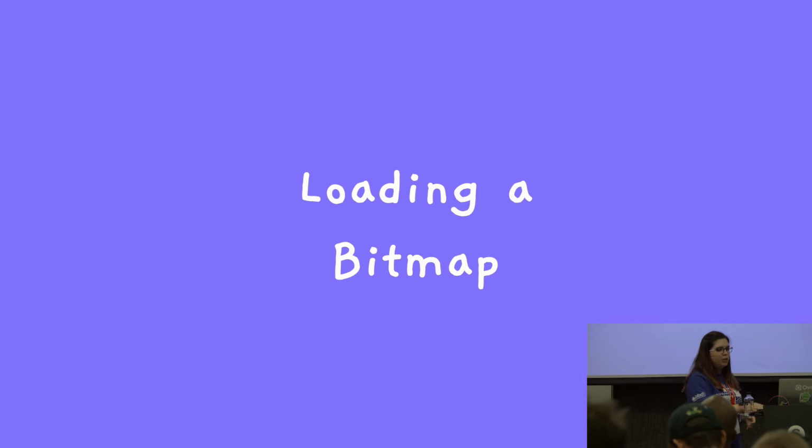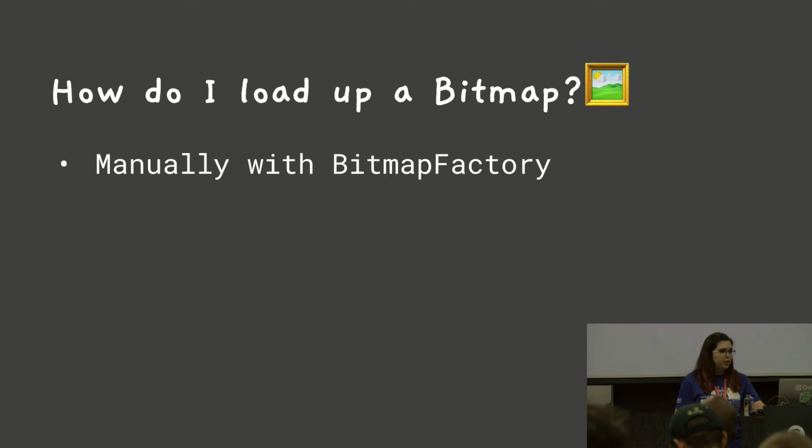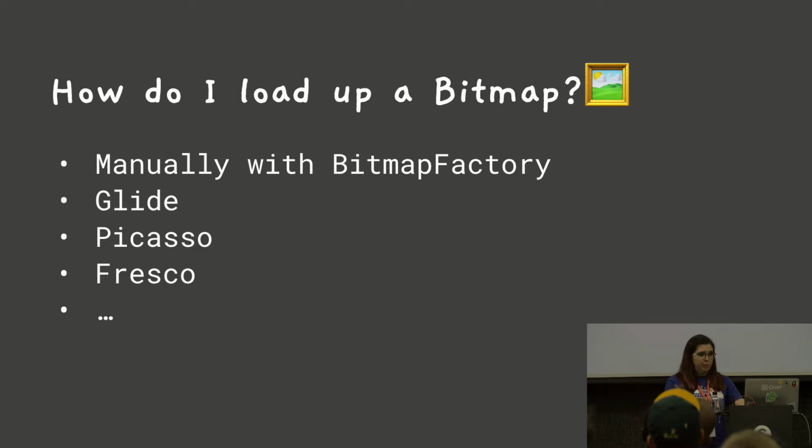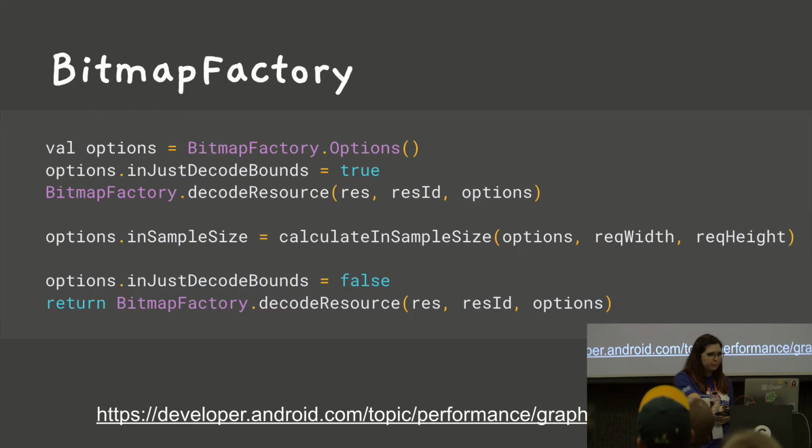Okay, so how do you go about loading a bitmap into your Android app? If you Google this, if you're like, okay, how in Android do I make a bitmap show up in my app, you'll probably find the answer to use a bitmap factory. There's also another option called Glide, which I hope a lot of people are using. There's also Picasso, Fresco, and there's a whole bunch more as well. You can search anything, you'll find a whole bunch of libraries. My recommendation is to go with Glide.